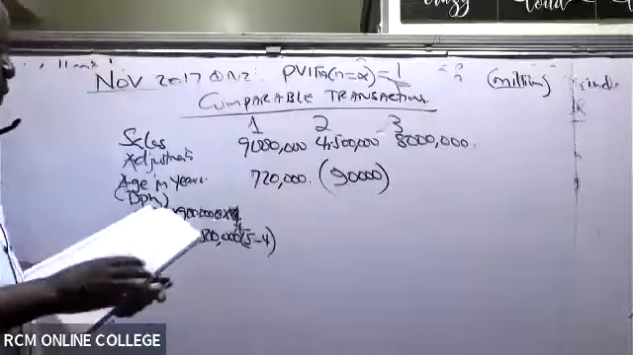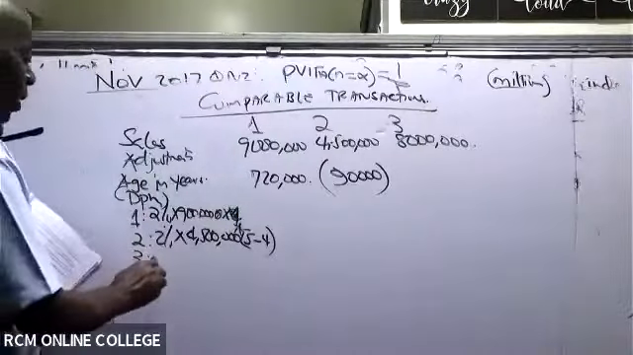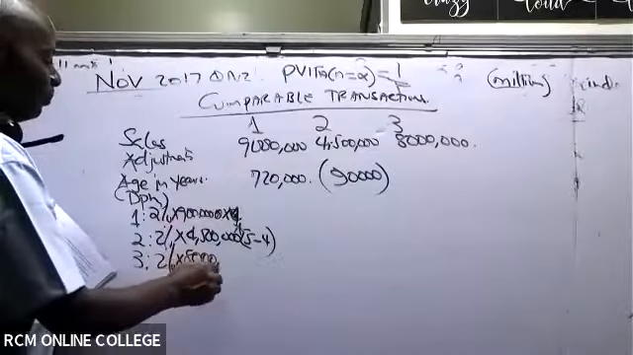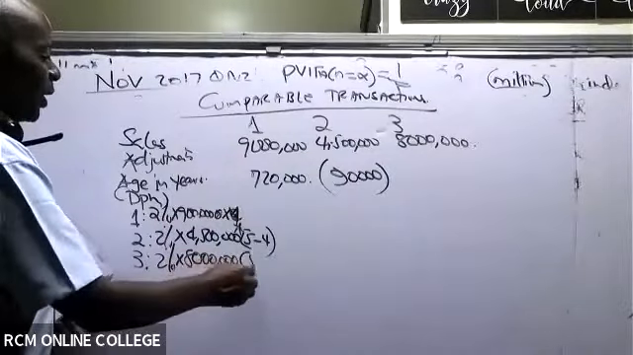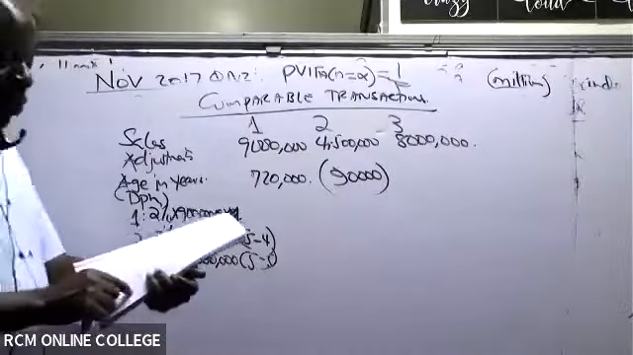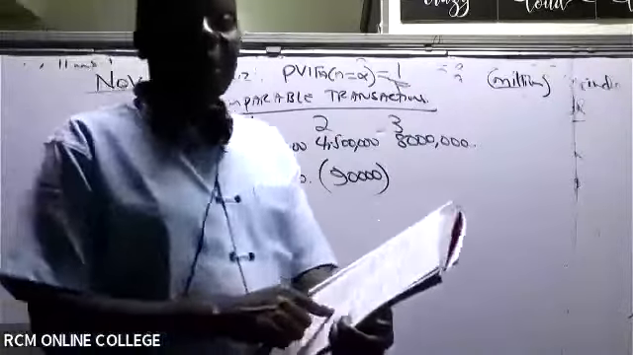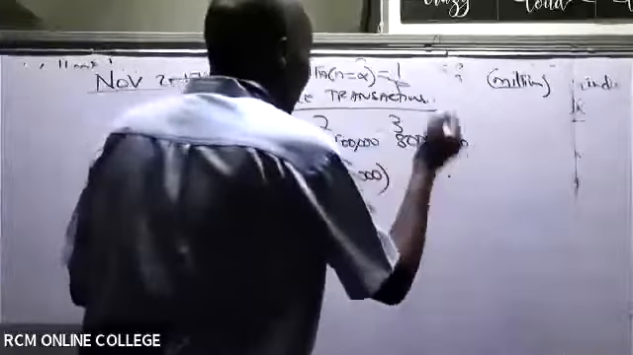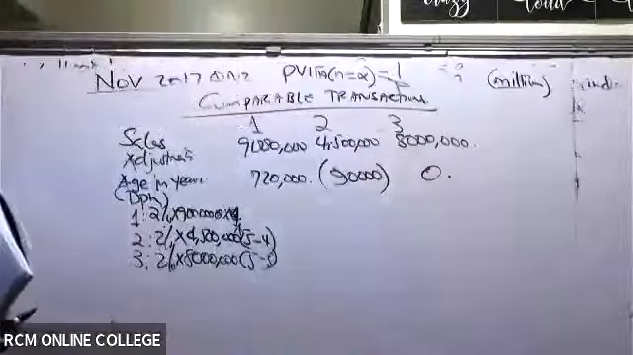And then, ladies and gentlemen, property 3 is quite a wonderful one because I'll use here 2% times the value, which is 8 million. But you see, this is 5 minus 5, which is 0, because property 3 is 5 years old, exactly matching my subject property's age. So this is 0. Nothing there.